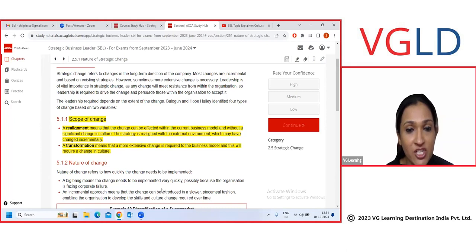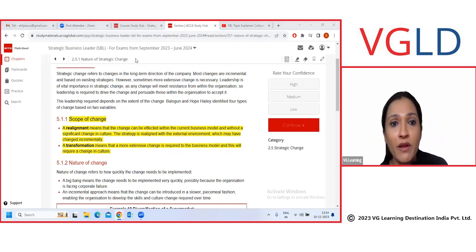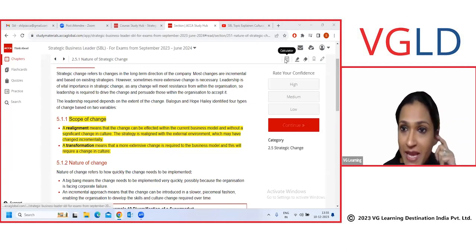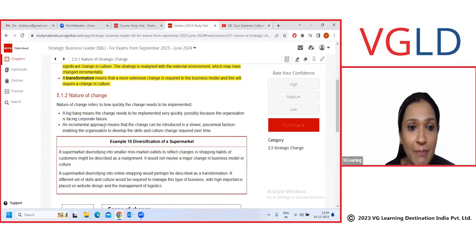Tell me, please, are we just realigning to external changes, making some sort of little changes, or are we doing some sort of extensive change, a more huge, more radical change, which is called a transformation? So what degree of change are we talking about? And then comes the nature of change, which means how quickly the change is happening.